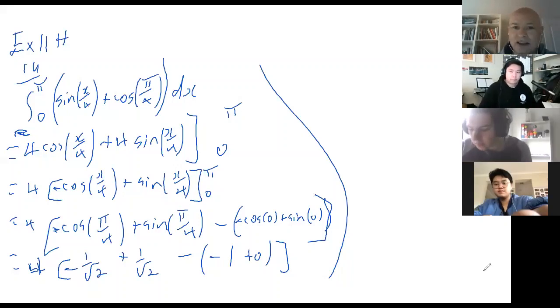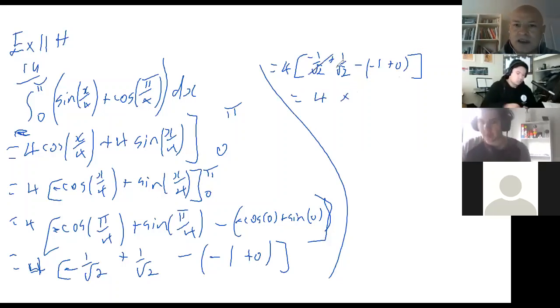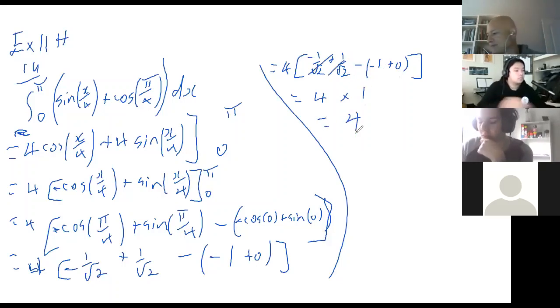So I'll write the last line again. Okay, so I'll write the last line over here. So I've got my 4. Negative. Cos of pi 4 is 1 on the square root of 2. Sine of pi 4 is 1 on the square root of 2. Minus negative. Cos of 0 is 1. Sine of 0 is 0. So I've got my 4 times, these cancel. This becomes positive 1, so 4 times 1 is 4.